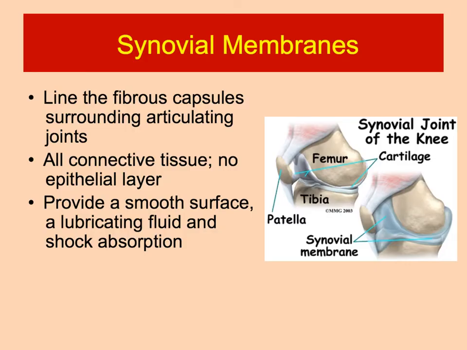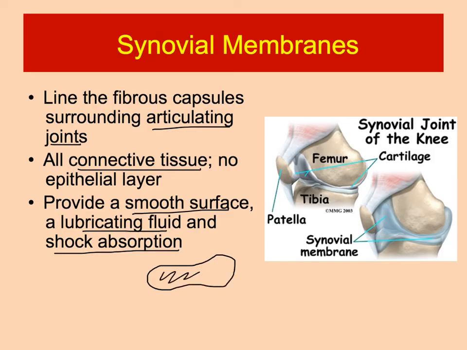Then the final type of membrane is the synovial membrane, and these are membranes that line the articulating joints, your joints that are moving. These are connective tissue membranes. There's no epithelial cells involved, and they provide a smooth surface, lubricating fluid, and a shock absorption layer for these articulating joints. Like the situation with the serous membranes, you have some space between your synovial membranes with a fluid here in the middle so that you've got some shock absorption against force as the body is moving those joints.